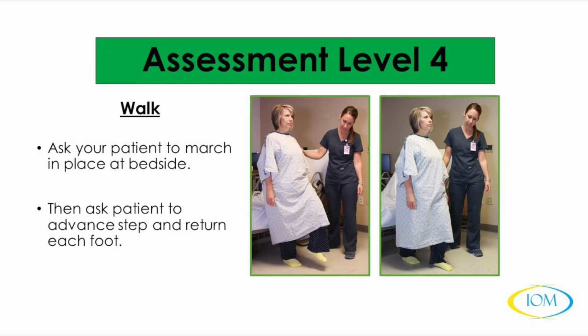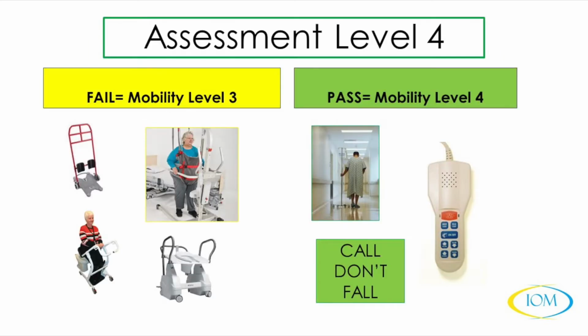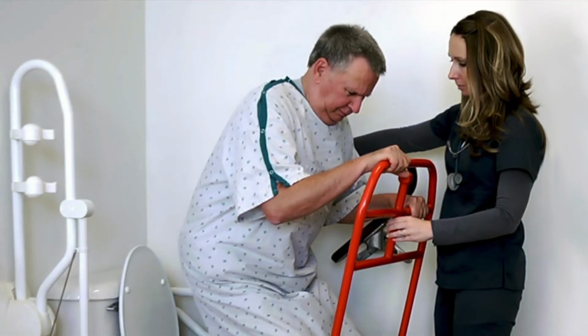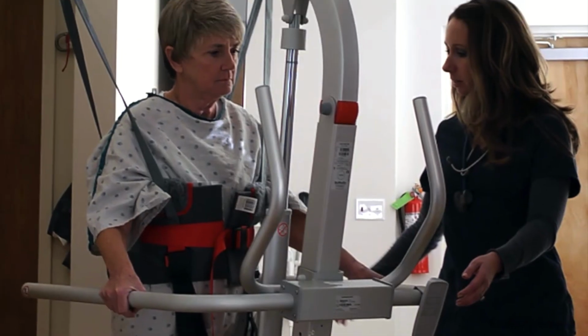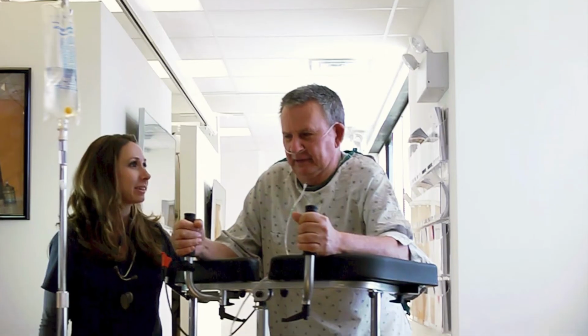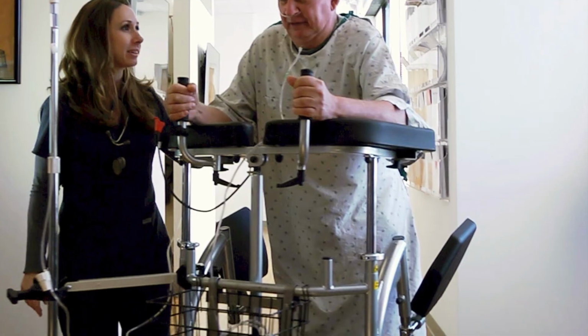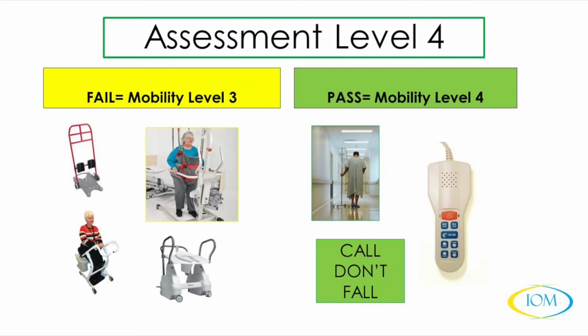Some conditions, especially neurological conditions, can cause taking forward and backward steps to be difficult. Ensure safety and guide the patient back to edge of bed if the patient appears unstable. If your patient fails Assessment Level 4, he or she is considered Mobility Level 3. Consider using a non-powered stand aid, a walking sling, or a specialty safe patient handling walker to assist this patient in movement, walking, or transfers.